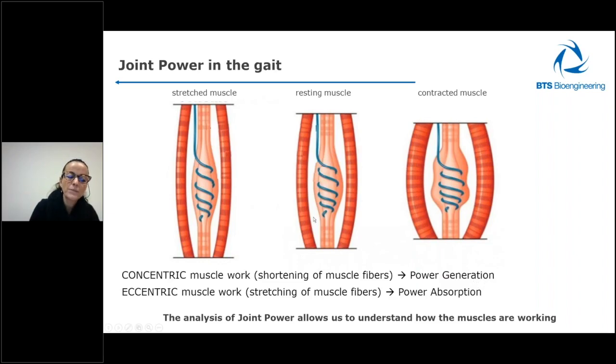On the contrary, muscle fibers can also generate force through a stretching process. In this case, we talk about eccentric muscle work, and the power is absorbed. Therefore, from the evaluation of joint power, it's possible to deduce how the muscles are working.